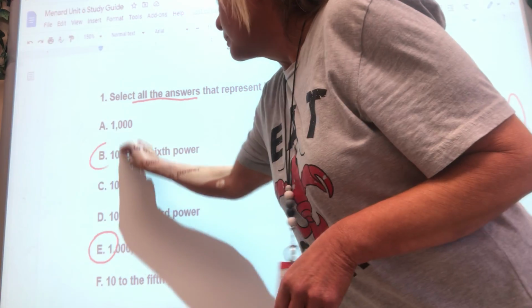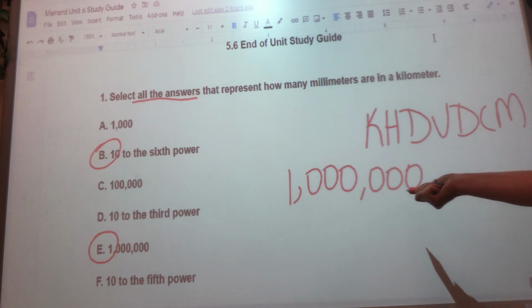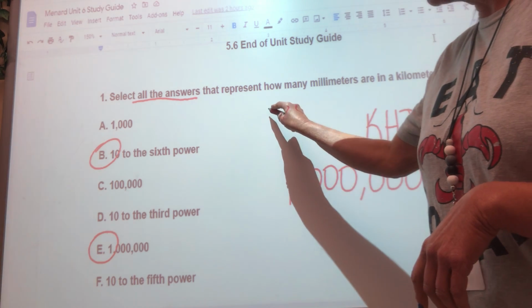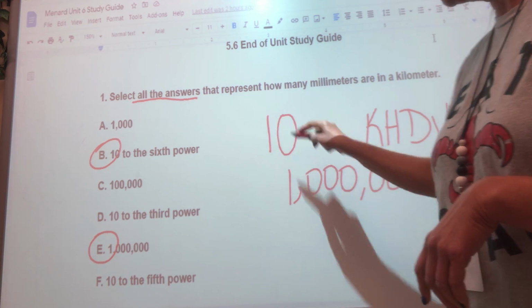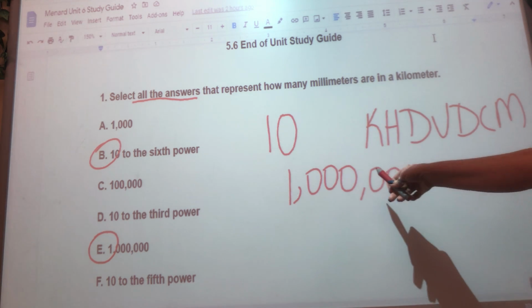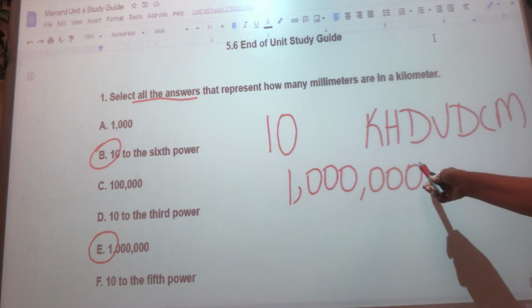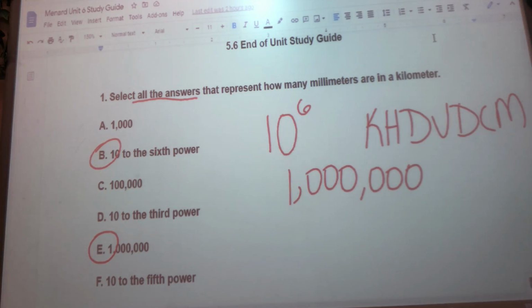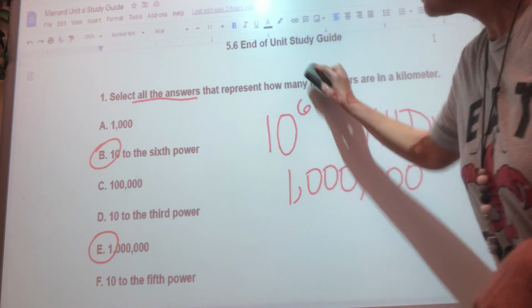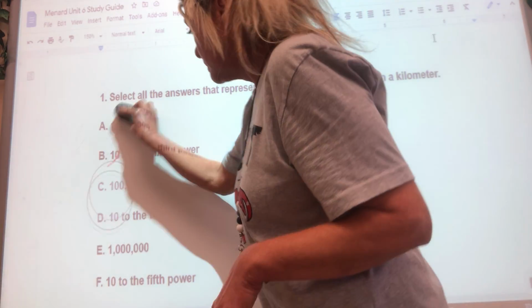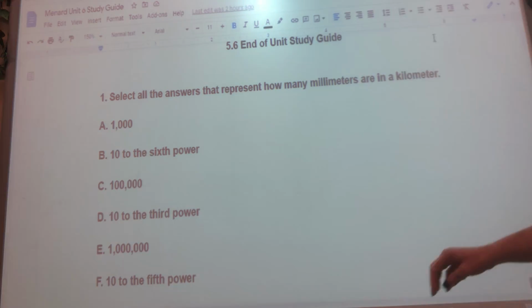B. Because when we're taking a number and we're writing it as a power of 10, we write down the 1 and the 10, and then how do we know what the exponent is? It's however many multiples of 10 it is. So 1, 2, 3, 4, 5, 6, 10 to the 6th power. So on tomorrow's test, it is not just a multiple choice.